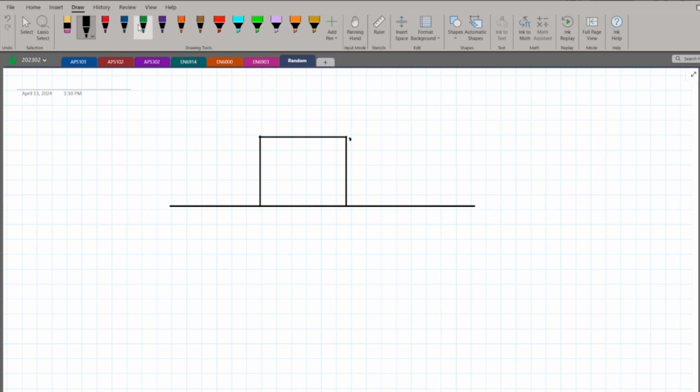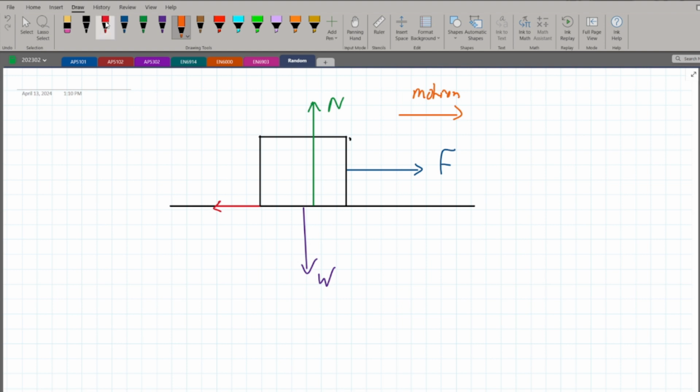We usually know that there's going to be a force being applied in this direction. Let's call this a force F. And we know already that there's going to be a weight acting downwards, W. And there's a normal force acting upwards, normal force N. The friction force will always be trying to resist motion. So let's say that there's going to be a motion in this direction. The friction force here is always going to be applied opposite to where the motion is, or where the motion is trying to go.